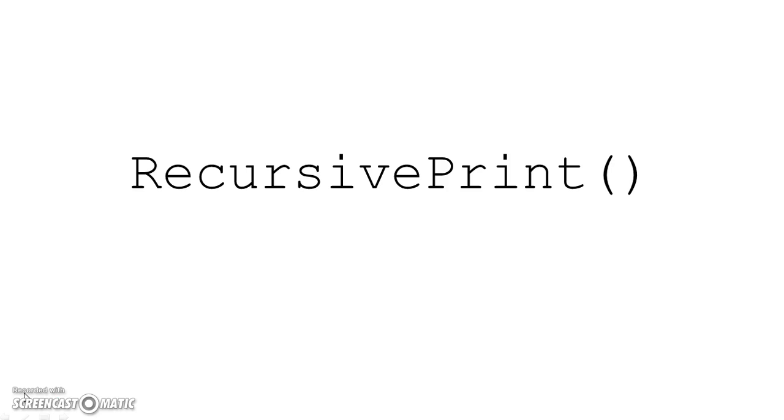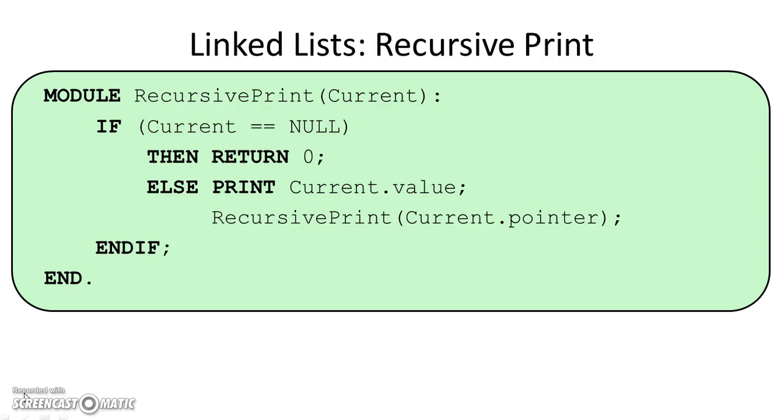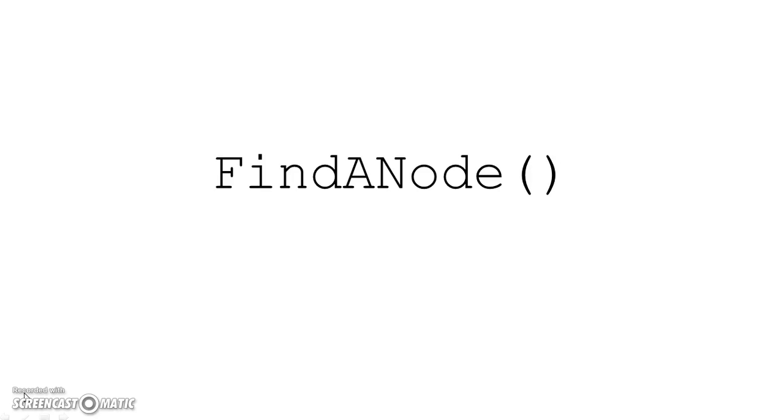How do we recursively print out all the values in the list? It's the same kind of thing. If the current pointer is pointing to null, then we don't print out anything, else we print out the current value, and then we recursively print the rest of the list. So print out the current value and then print out the rest of the list. Simple as that.